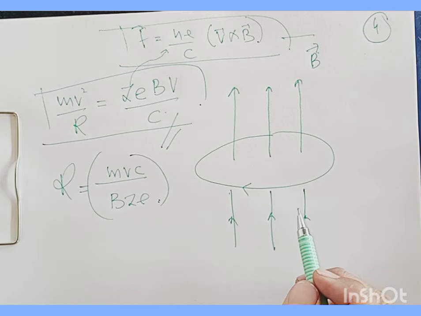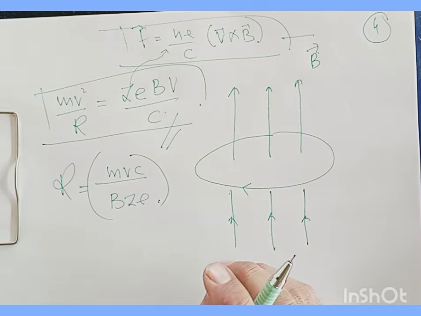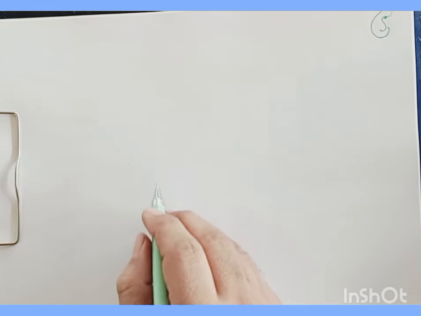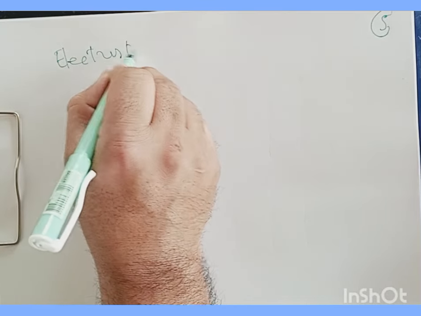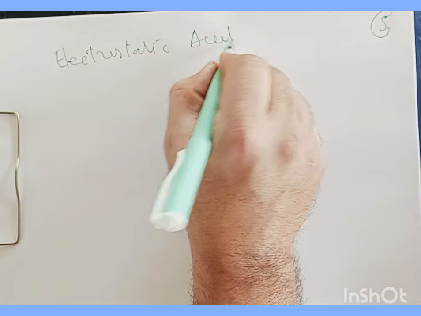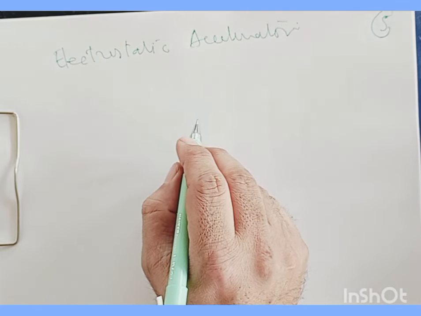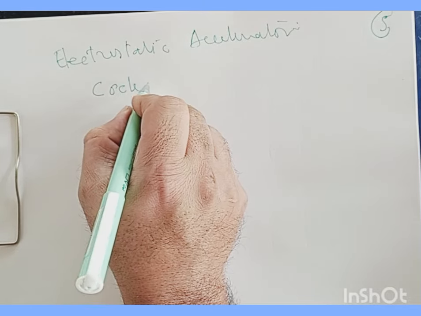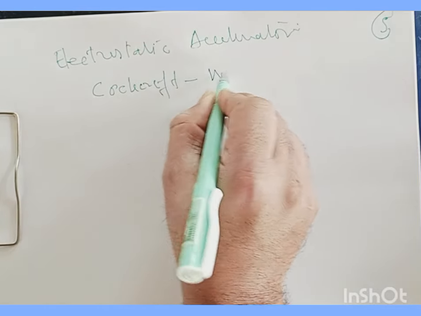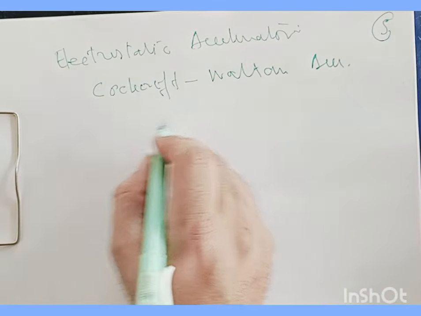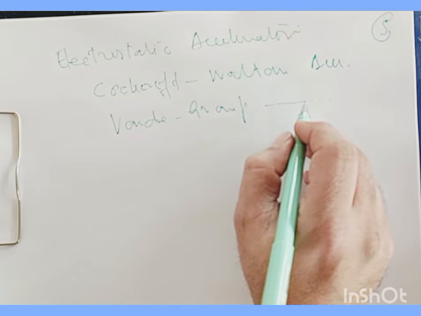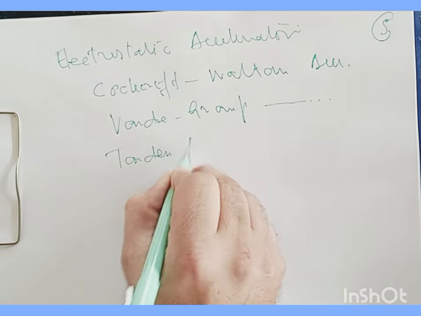Now, if we talk about the general types of particle accelerators, we may broadly classify them. The very first one I would like to call is electrostatic accelerators, and for that we have the Cockcroft Walton accelerator. Okay, let me write it: Cockcroft Walton accelerator, and we have Van de Graaff's, and then another, what's called tandem accelerators.